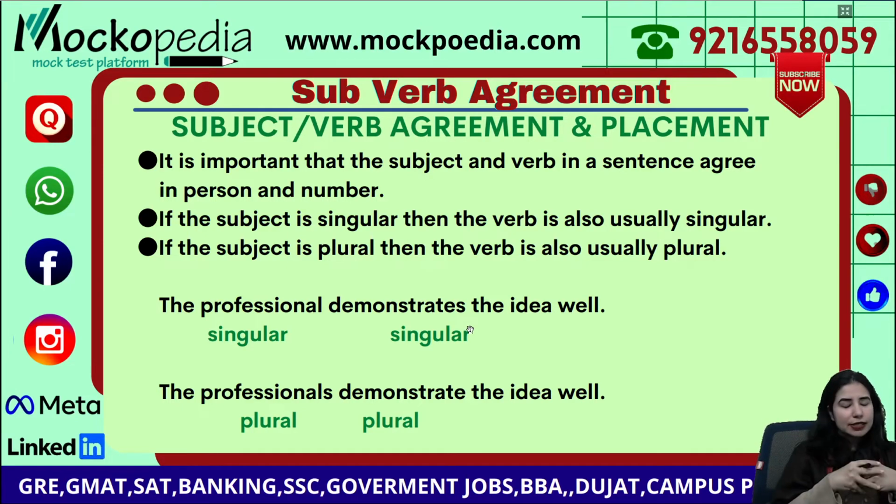Let's take a look at this example. The professional demonstrates the idea well. So you can also use teacher demonstrates the idea well. You can say Sakshi demonstrates the idea well. You can say Gaurav demonstrates the idea well. You can say he demonstrates the idea well. You can say she demonstrates the idea well. If we talk about the second sentence, when we say if the subject is plural, the verb is also going to be plural, right? So professionals demonstrate the idea well.